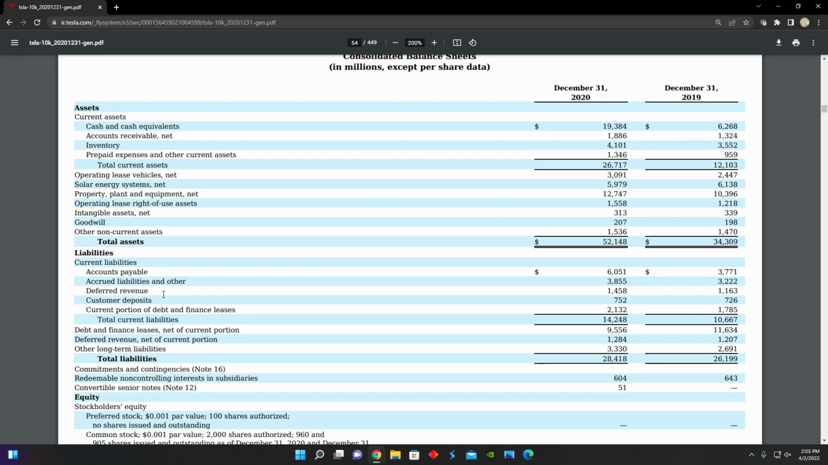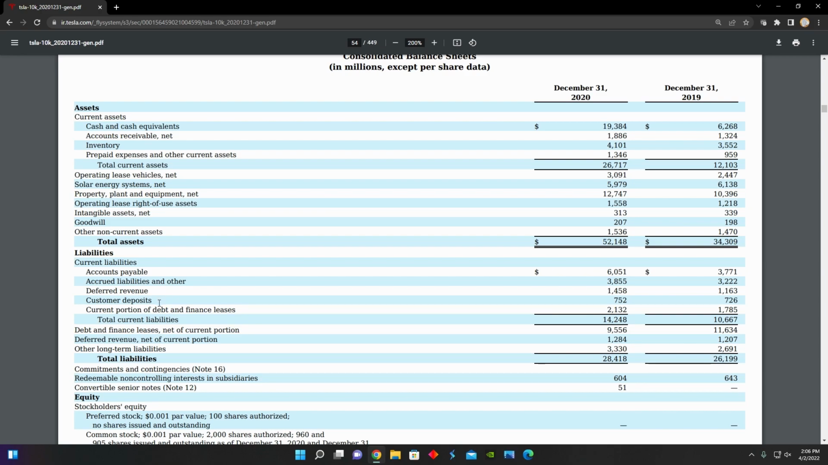They're going to be giving up something in the future in order to have this revenue actually listed on their income statement. That's why it's called a liability: it's deferred revenue, so they haven't earned it yet, and that's an obligation they have to an outside party in the future. Then right underneath that, we see customer deposits.